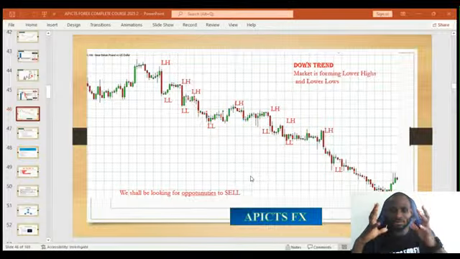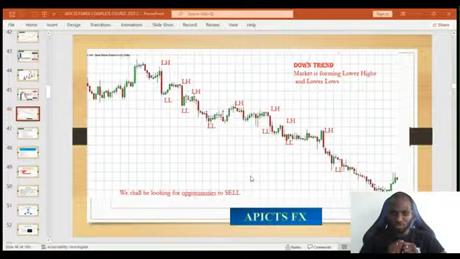I'm going to explain this analogy much better when I do the pre-recorded video, but just hold that thought. In our uptrend, the market is forming higher highs and higher lows. In the downtrend, the market is forming lower highs and lower lows. And in the ranging market, the market moves between fixed prices. All right, so moving on.